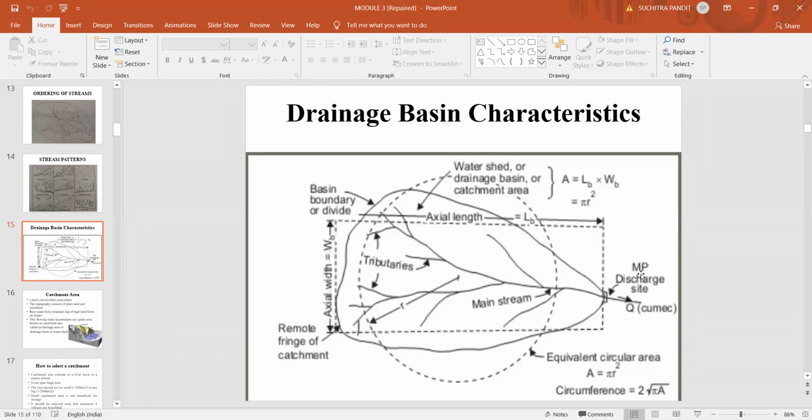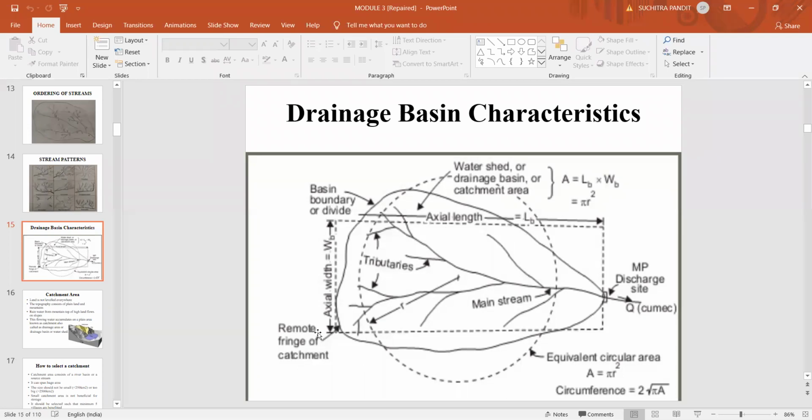So for hydrologic analysis, we are going to consider this area equivalent to a circular area. You can see here the equivalent circular area is considered approximately. So the circular area will be equal to the area of the catchment. For hydrologic analysis, we need to consider this irregular shaped area as a circular area, almost equal to the area of this catchment.